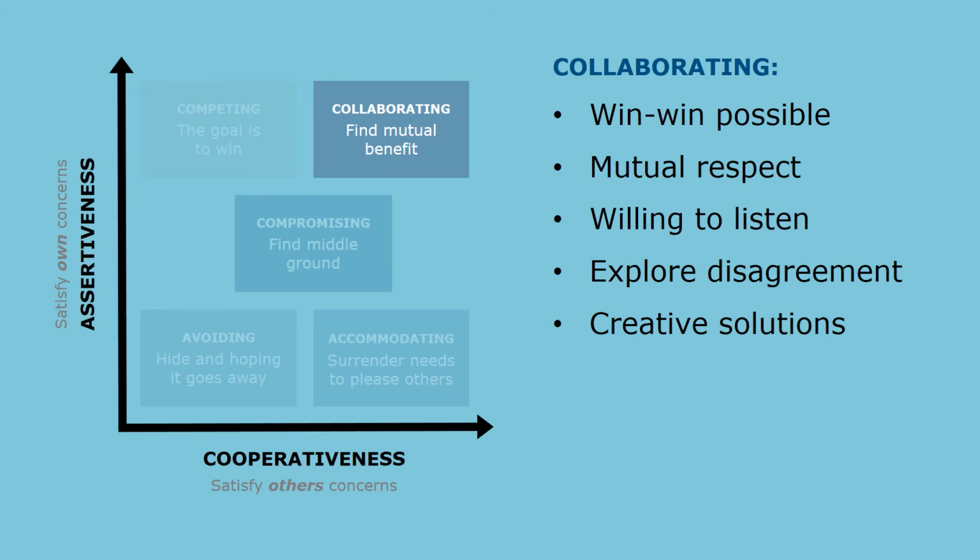The collaborating mode is at the top right of the model, which means an individual takes an assertive yet cooperative approach. It means being willing to believe that in an impasse, it's possible for both sides to come out with what they want. Collaborating requires mutual respect, a willingness to listen to others, and creativity in finding solutions. Collaborating may take the form of exploring a disagreement to learn from each other's insights or trying to find a creative solution to an interpersonal problem.